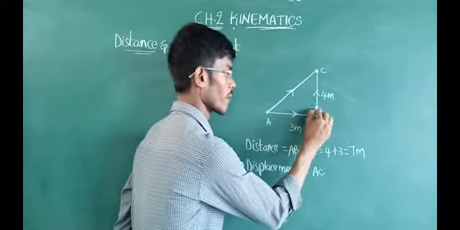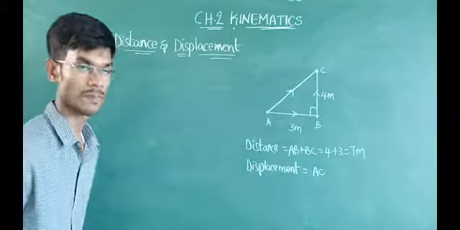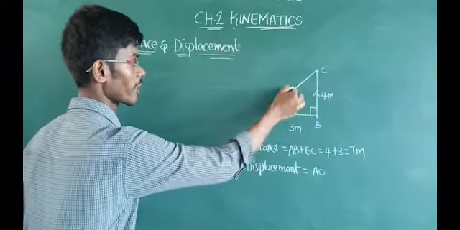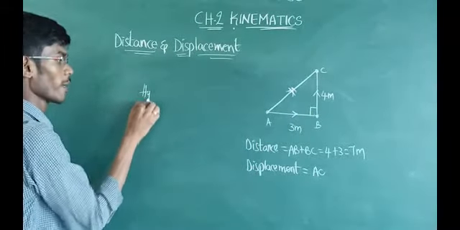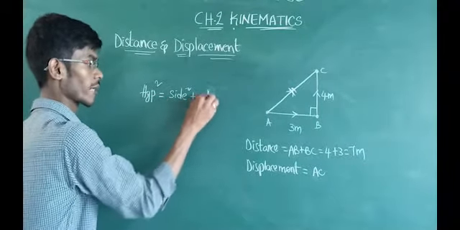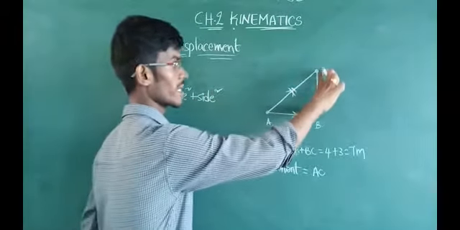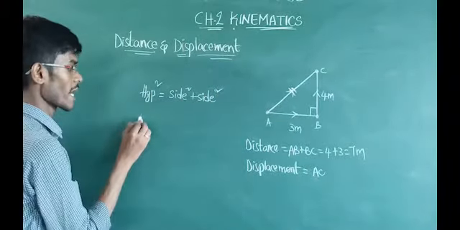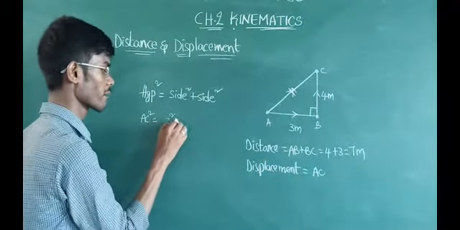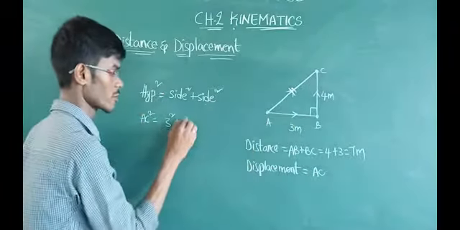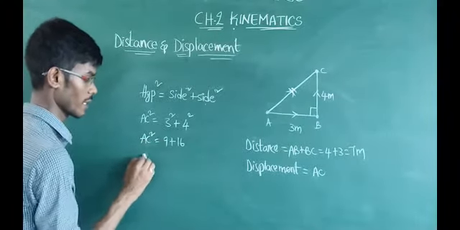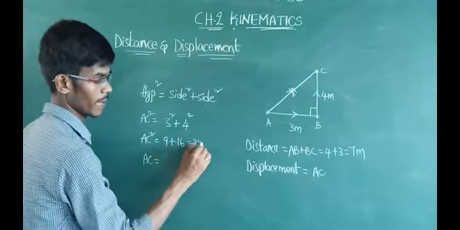Then here we should go for the Pythagoras theorem. According to the Pythagoras theorem, this is the hypotenuse in the right angle triangle. So hypotenuse square is equal to side square plus side square. This is one side and this is another side. So AC is the hypotenuse. AC square is equal to, what is the side AB? 3 square plus another side, BC, 4 square. So AC square is equal to 9 plus 16, and AC is equal to, see, 9 plus 16 is 25.